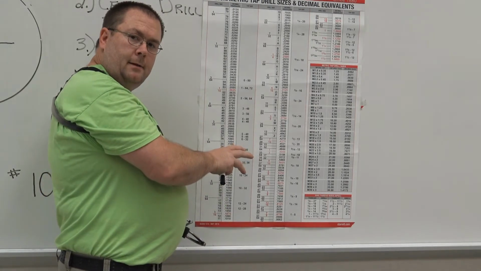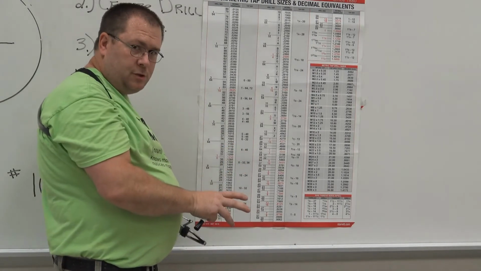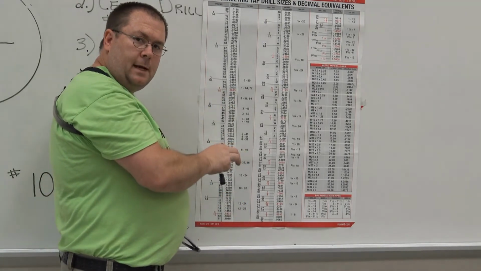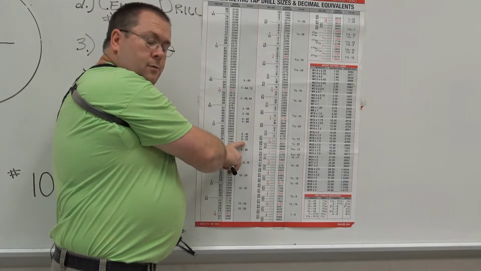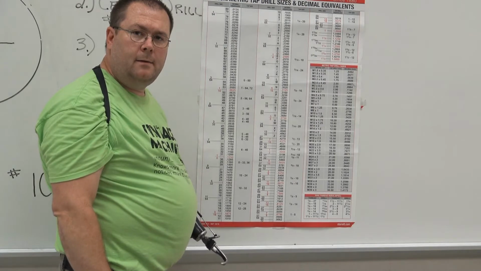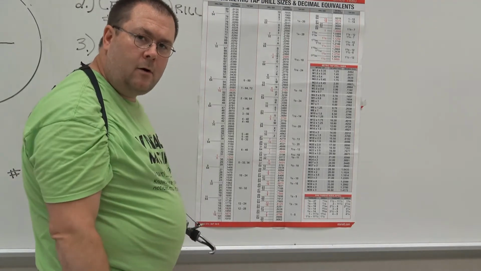What we care about, again, we don't care about the major diameter of the screw thread, we care about that tap drill size. 6-32 is a number 36 drill, okay? Now we'll go back and look at our steps.